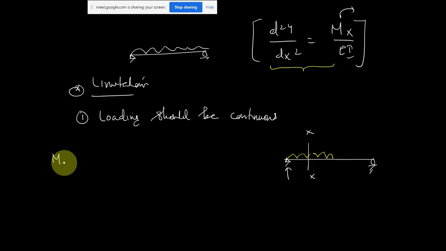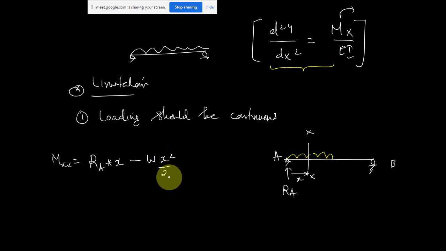The equation for the moment at this section, we have some reaction Ra, it is A, it is B. Within this UDL, if you take any section, your equation for the moment will be Ra into X, X means this distance, Ra into X minus the UDL, minus W X square by 2. But this equation is valid only in the segment AC, if you take this point C.